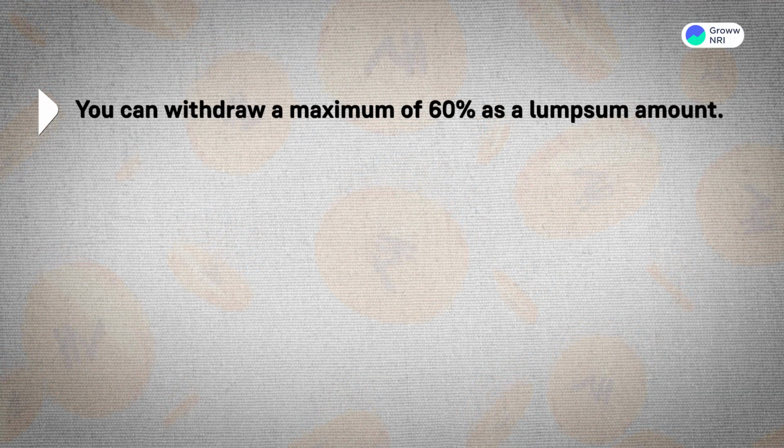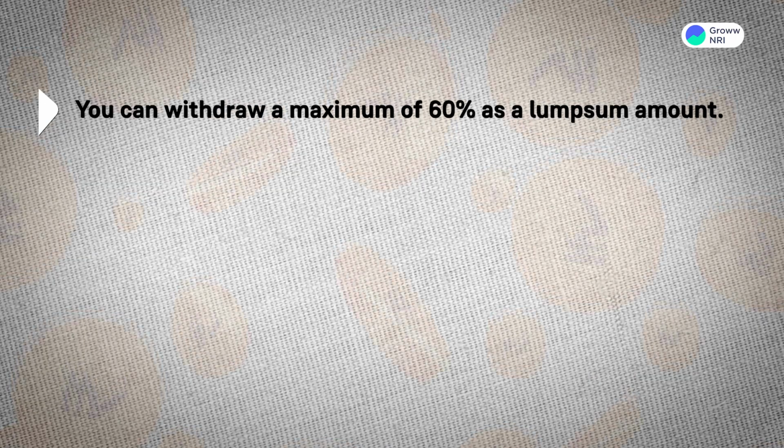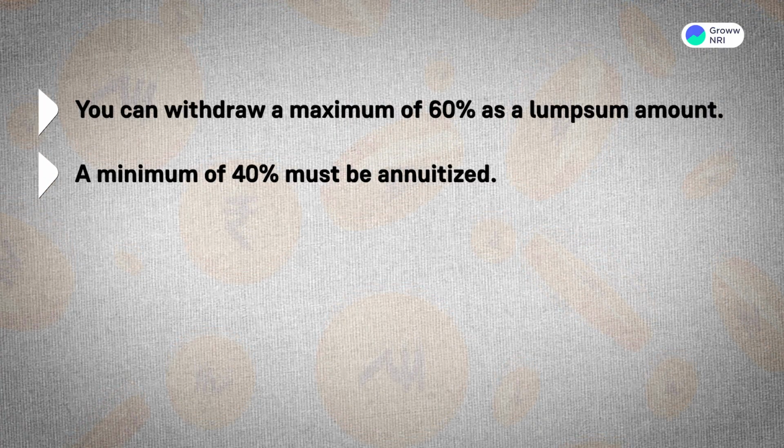Now the third and final part comes at maturity. At 60, when the fund matures, you can do one or more of these things. You can withdraw a maximum of 60% as a lump sum amount. A minimum of 40% must be annuitized.